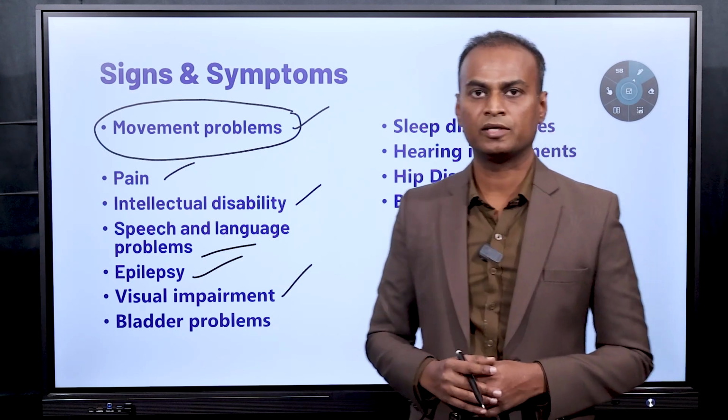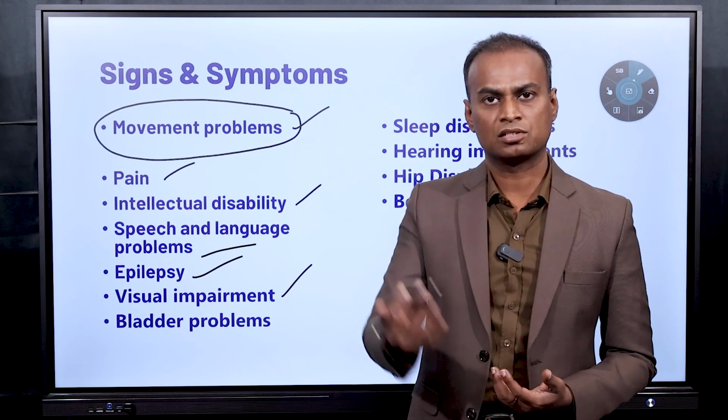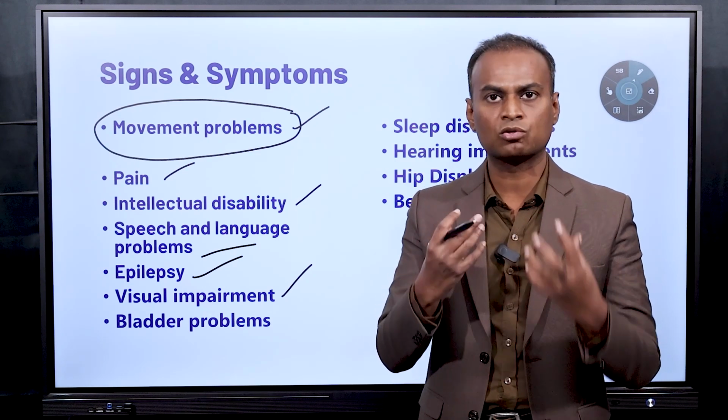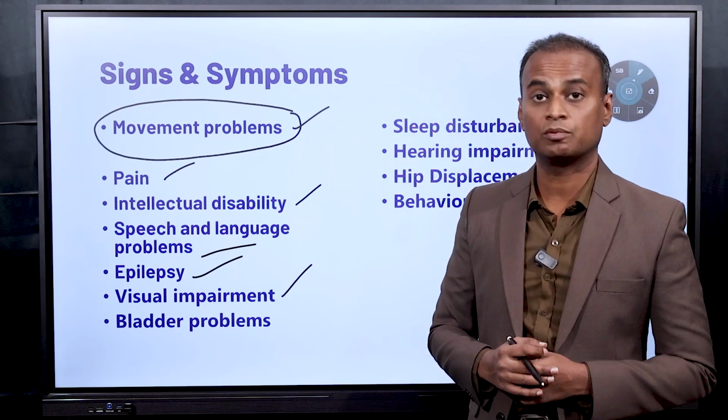Visual impairments. They can be double vision, dim vision. They cannot see properly. Their eye muscles are not coordinated. A lot of visual disturbances can be there.